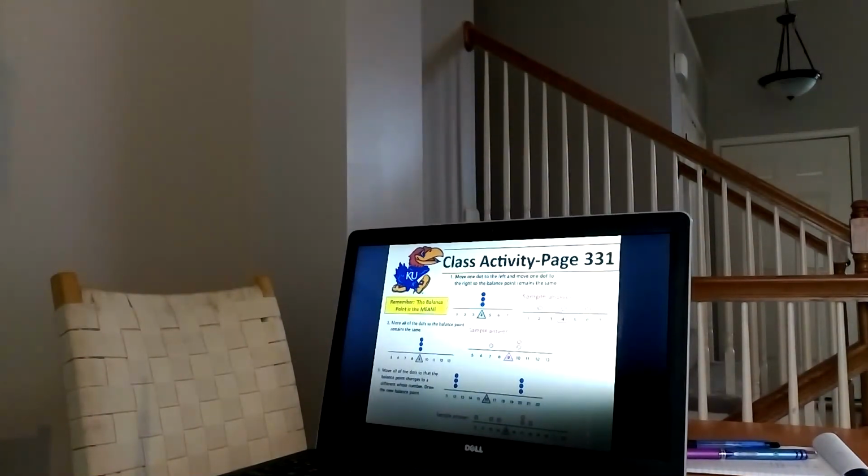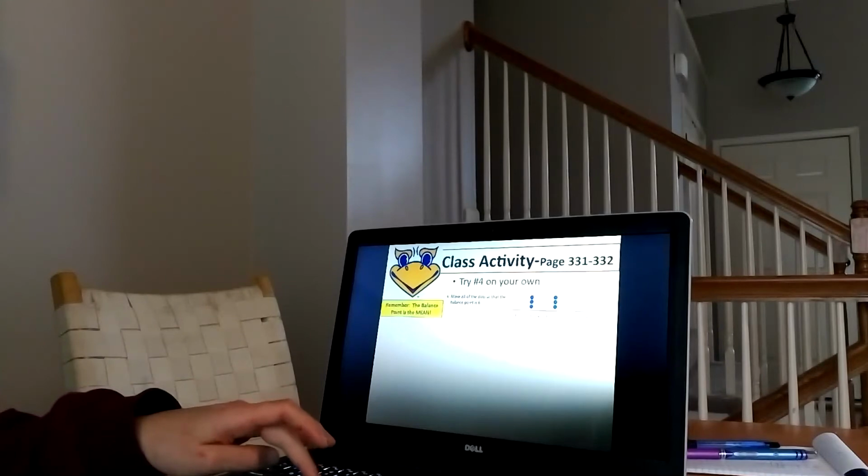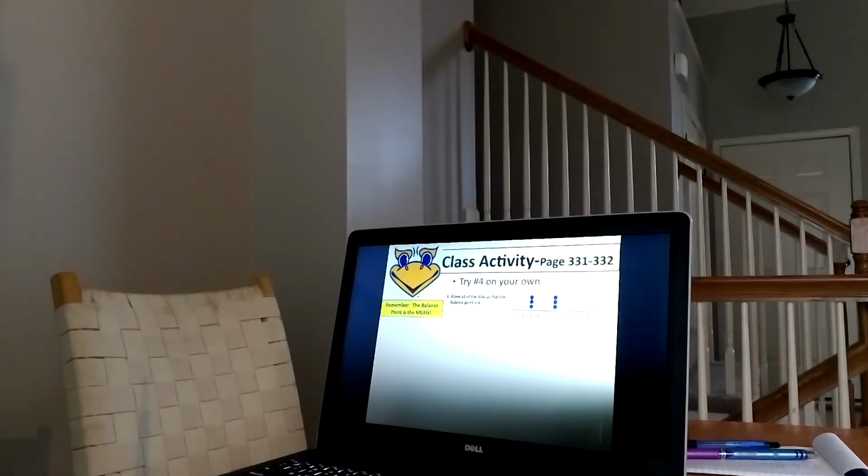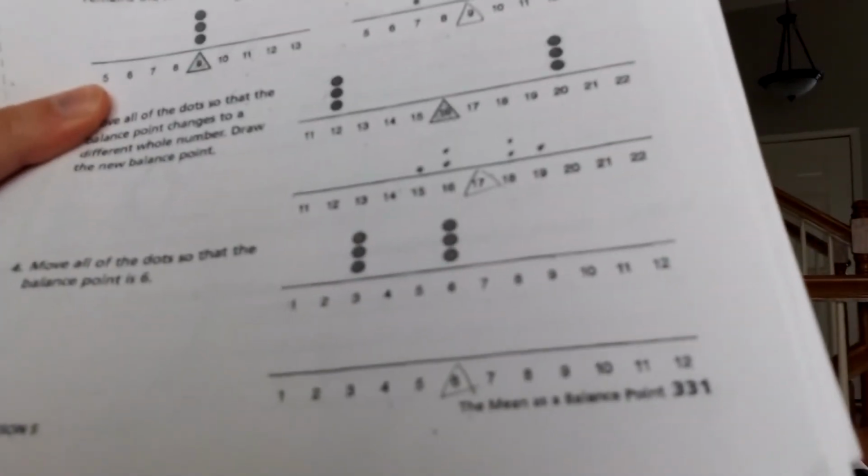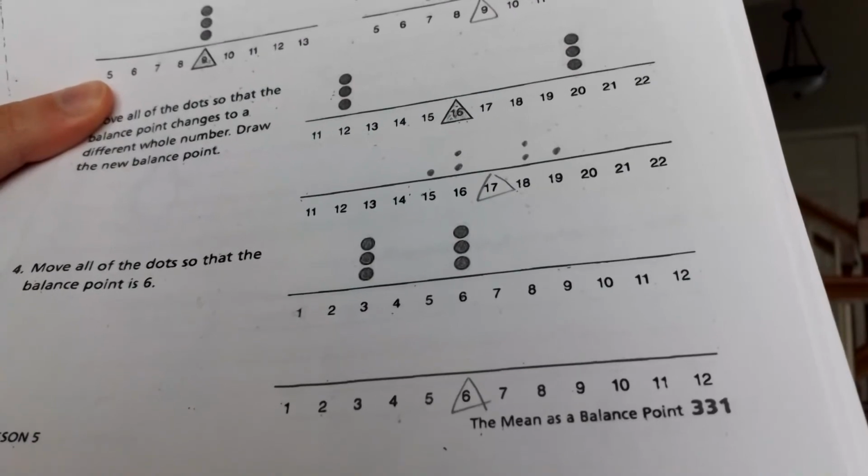Okay, and then the last one on this page, number 4. Move all the dots so the balance point is 6. Okay, so we want the balance point to be 6. This time we don't get to pick. This time they picked for us. So I'm going to put a triangle around the 6 because that's my new balance point.